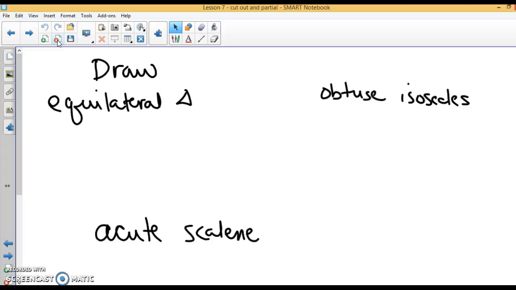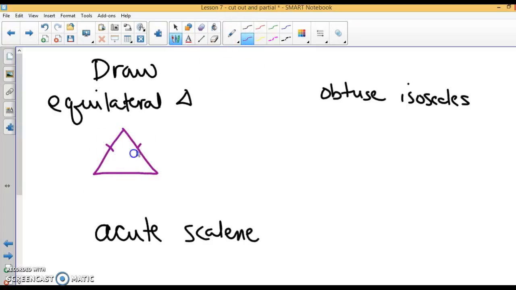Alright, number 1, draw an equilateral triangle. Well, an equilateral triangle has 3 equal sides. There we go. I've got to label it that way. You could have done this: 5 inches, 5 inches, 5 inches. While we're reviewing, if it's got 3 equal sides, it also has 3 equal angles, so each angle will be 60 degrees. 3 equal sides, 3 equal angles.